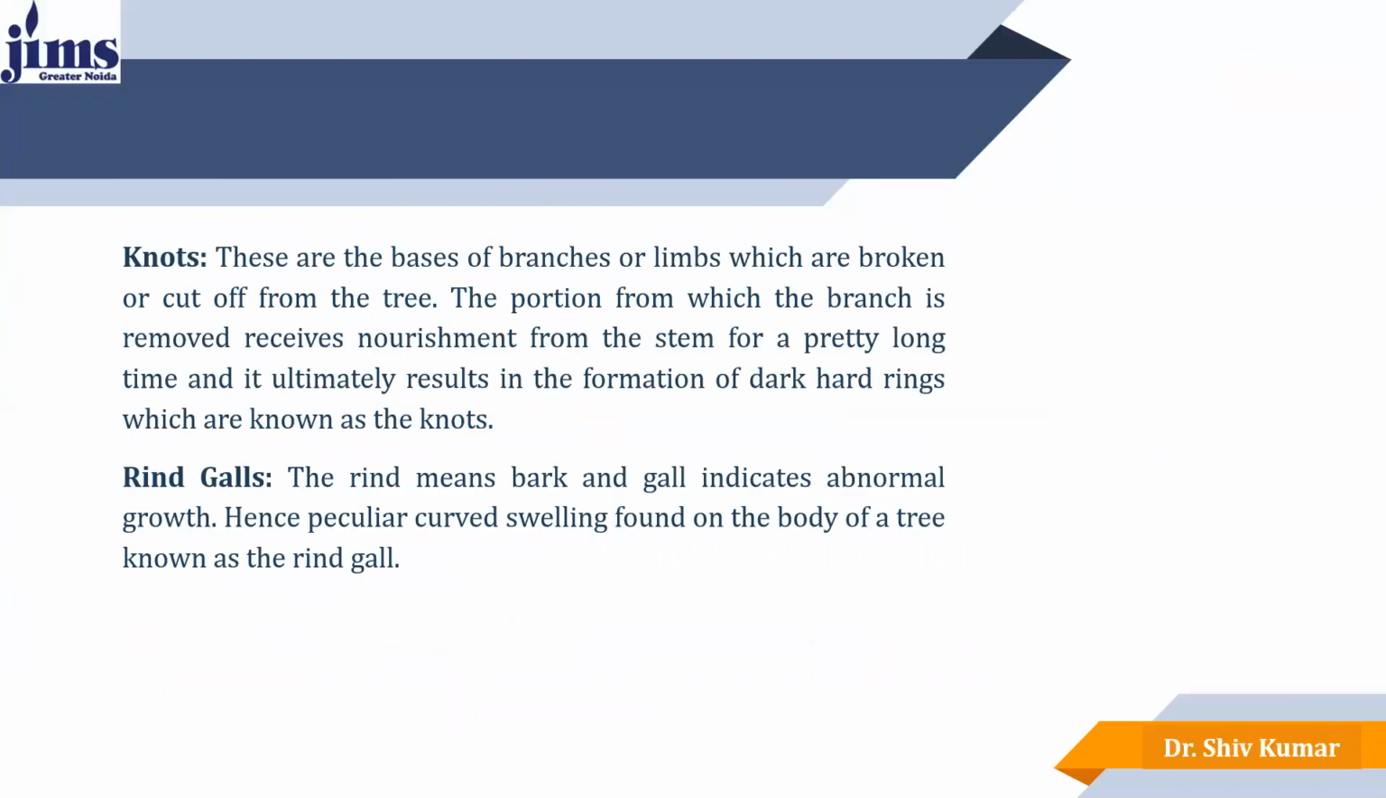Knots. One of the most prominent defects found in the wood. These are the pieces of the branches or limbs left when we break or remove a branch from the tree. So this type of knot may appear on the surface of timber. Rind galls. Rind means bark and galls indicates abnormal growth. When an abnormal growth appears on the bark of the plant, the peculiar curved swelling found on the body of the tree is known as rind galls.